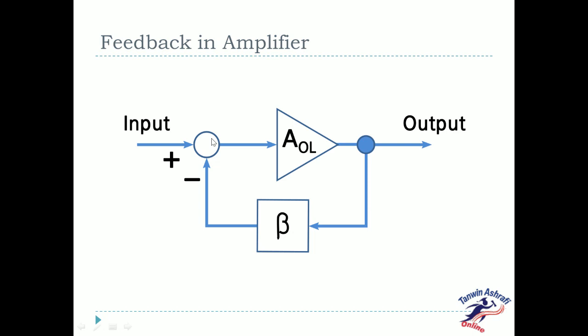In negative feedback, the magnitude of the actual input to the amplifier is the difference between the magnitude of the input signal and the fed back voltage or signal. Whereas in positive feedback, the input signal to the amplifier is greater than the input source.